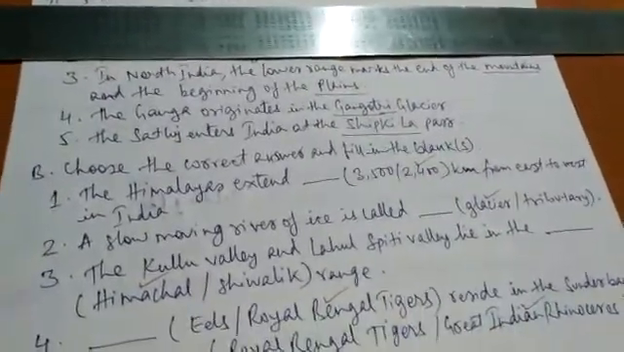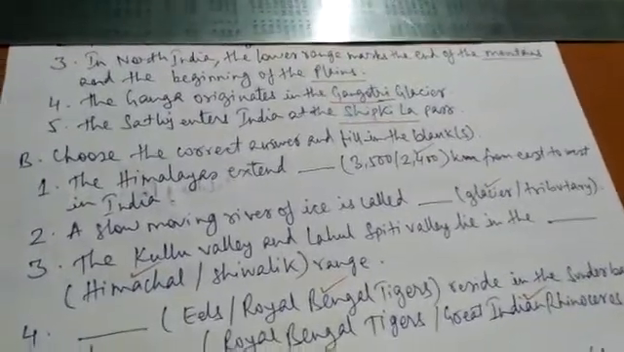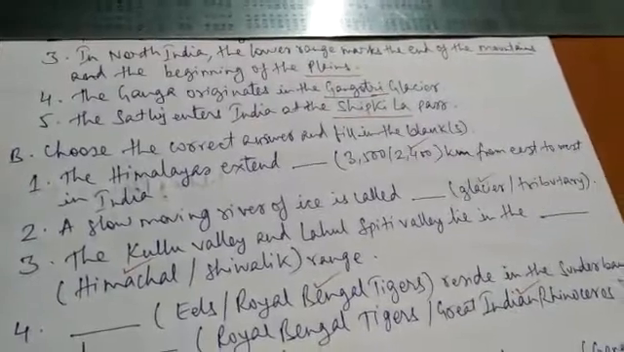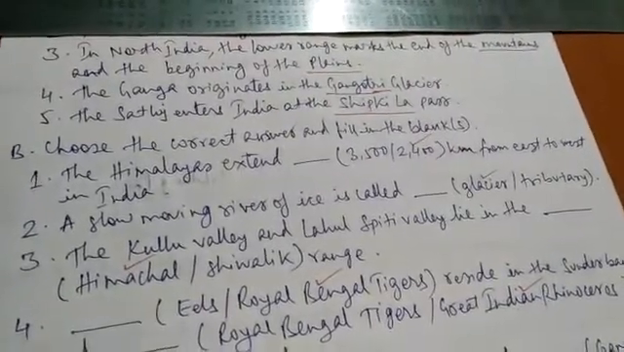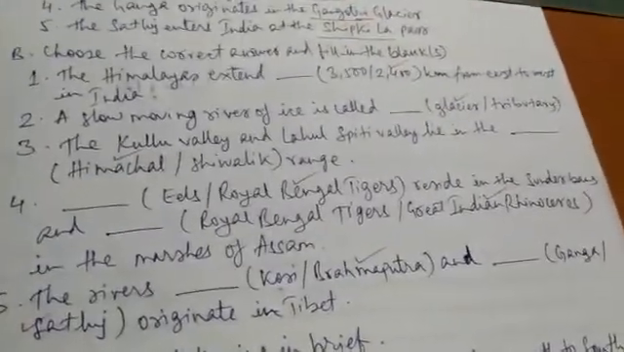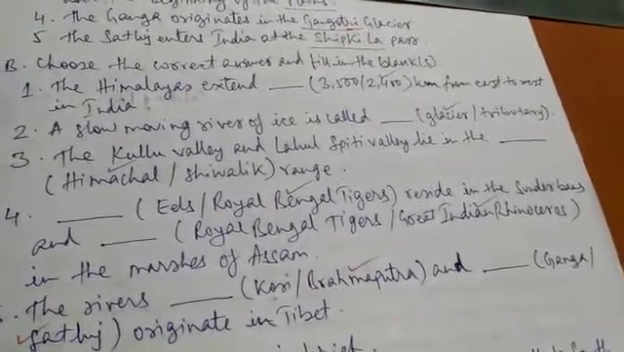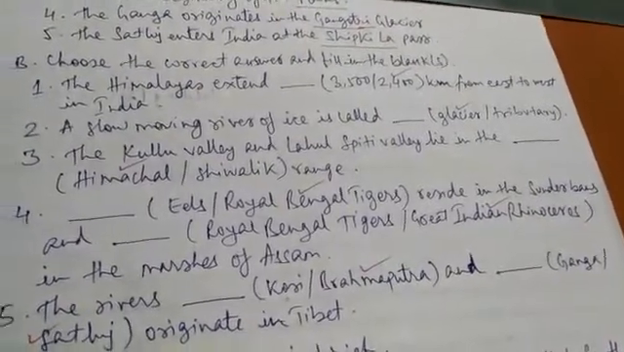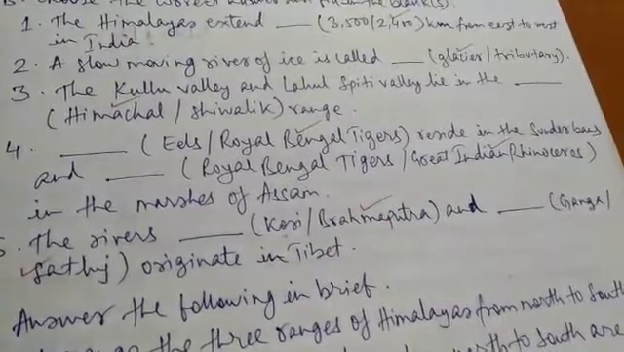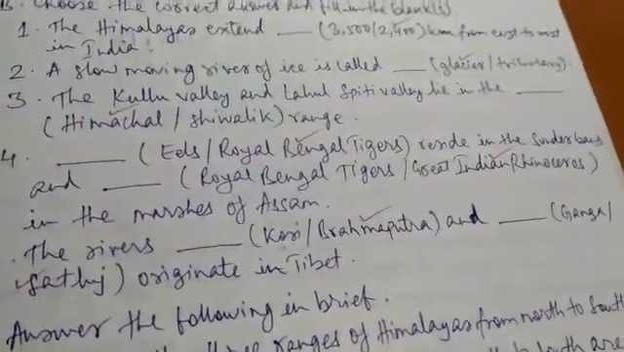Question number 2. A slow moving river of ice is called, the answer is glacier. Question number 3. The Kulu Valley and the Lahul Spiti Valley lie in Himachal. Question number 4. Royal Bengal tigers, that is the correct answer, reside in the Sundarbans and Great Indian rhinoceros in the marshes of Assam. Question number 5. The rivers, correct answer is Brahmaputra and Satluj, originate in Tibet.